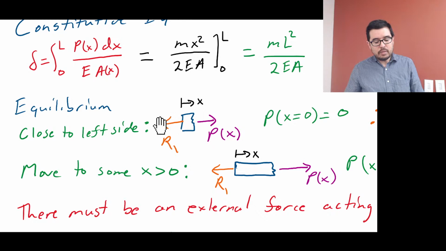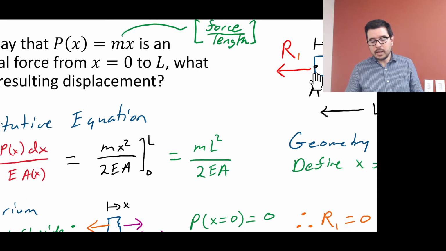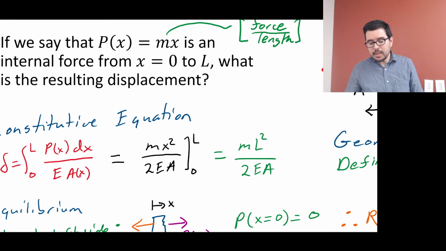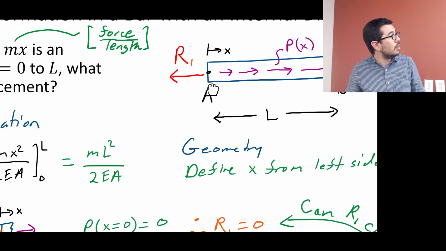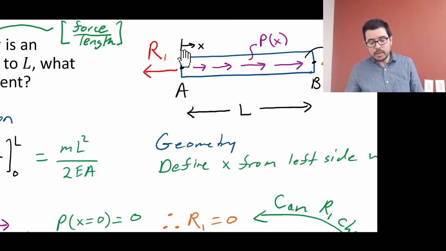If I have this reaction force which we had up here on the left side, and I take a little sliver right around here, what's happening internally? Well, what's happening internally is what's been specified. P of x has been specified as the internal force, so we don't really have a choice.